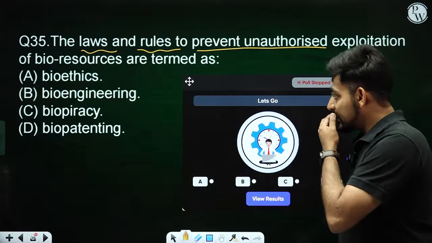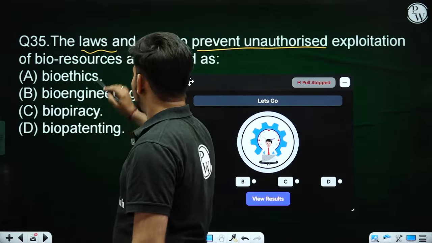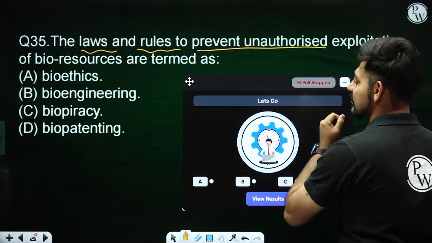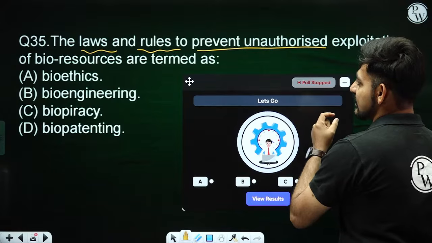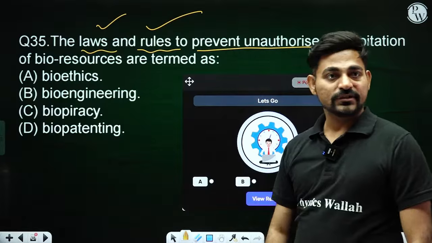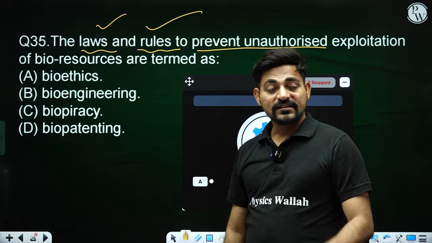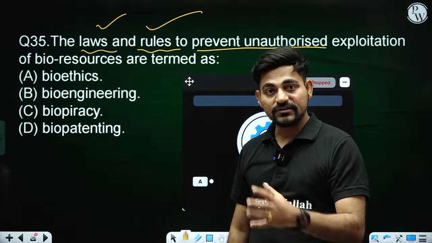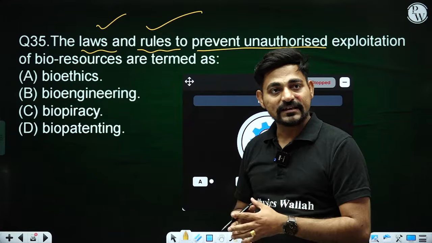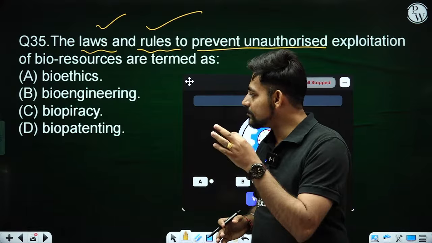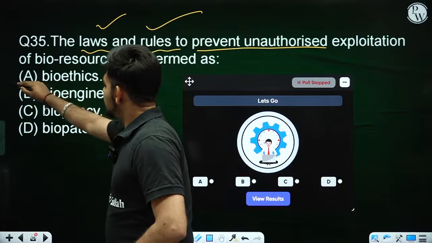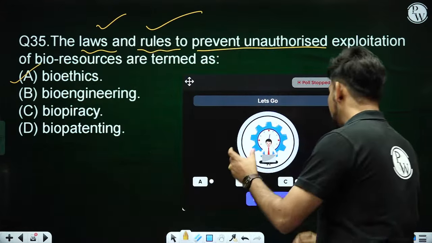Okay, so the laws and rules that prevent unauthorized exploitation of bioresources are termed as what? Here we are talking about laws and rules. You are not stealing something. If you are stealing someone's intellectual property right, then that will be considered as biopiracy. So all these terms will come under bioethics.